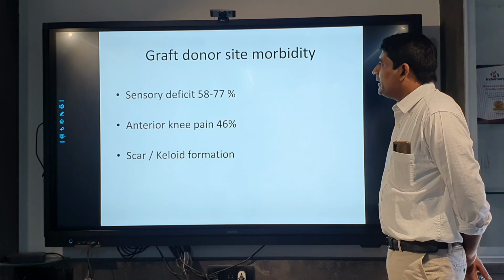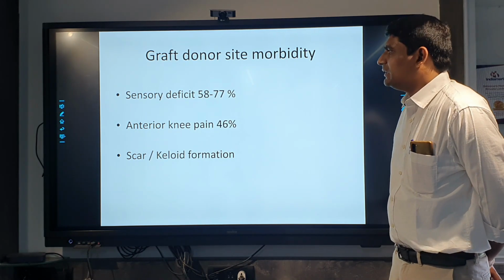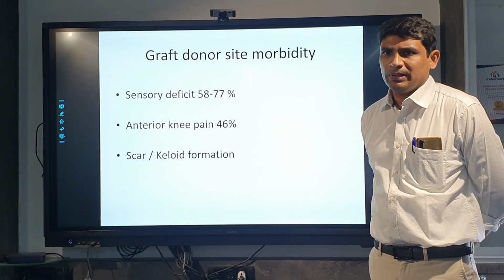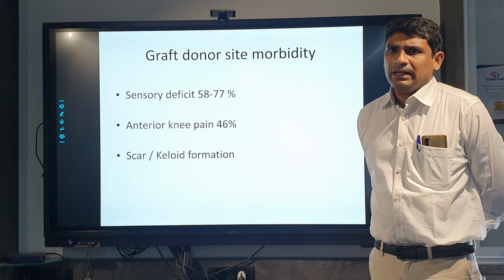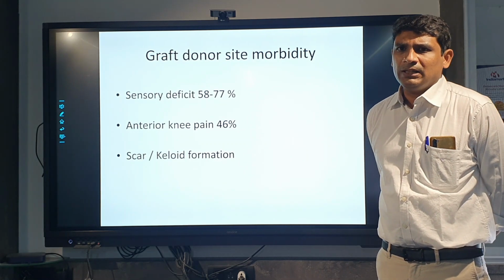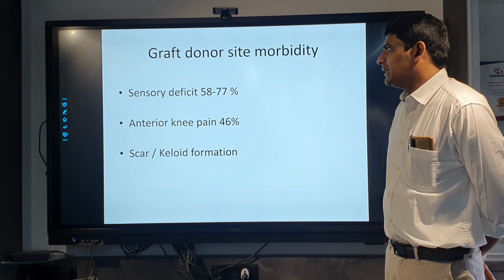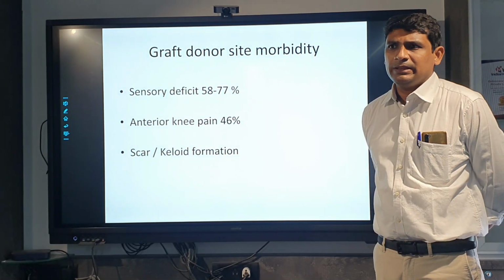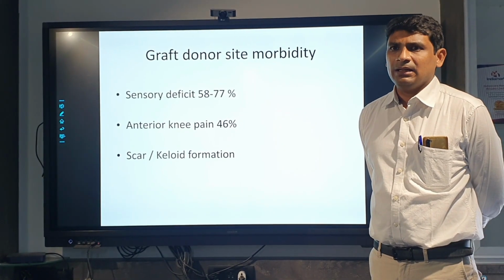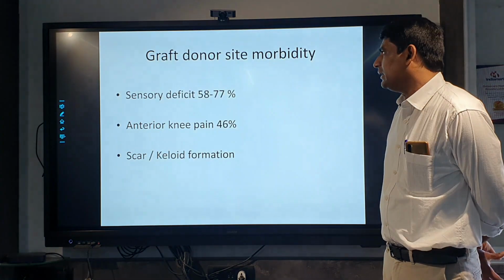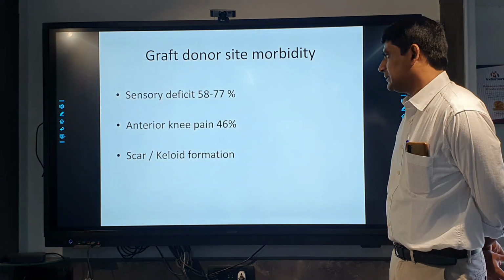Then donor site morbidity is another complication which is seen. It is a sensory deficit in the anterolateral portion. It is most commonly because of the graft harvesting technique, and by doing a blunt dissection we can somewhat try to avoid this complication. But once this has developed, the nerve is not going to regenerate, but the other nerves surrounding the structures can supply that area and reduce the symptoms by 8 to 9 months.